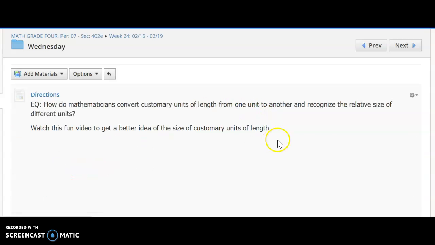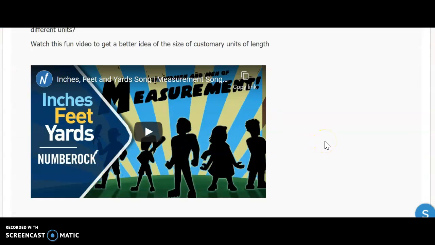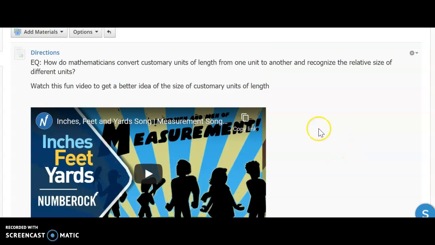Then on Wednesday, we really get into that converting measurement. So today on Wednesday, we are going to talk about customary units of length. So there's a short video right here that I'd like for you guys to watch. It's kind of a funny song, but it introduces inches, feet, and yards, just to kind of give you an idea of the relative size.